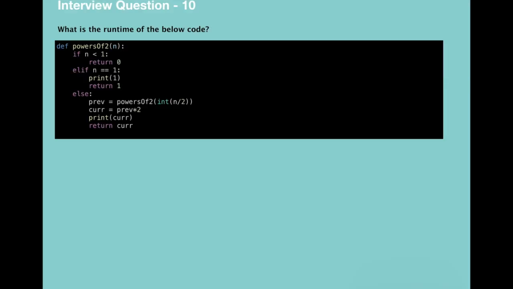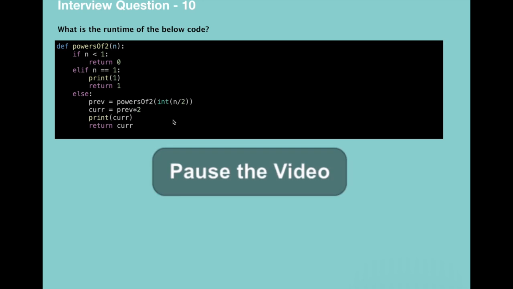Question number 10. The following function prints the powers of 2 from 1 through n. For example, if we run this function for parameter of 4, it will print 1, 2, and 4. So we need to find the runtime of this function. So here again, I want you to pause the video and think if you can come up with your own answer.